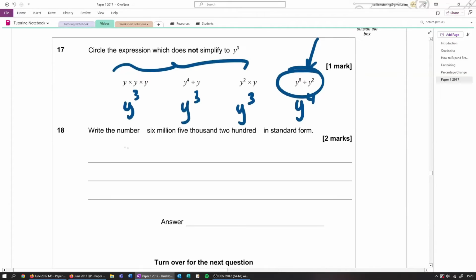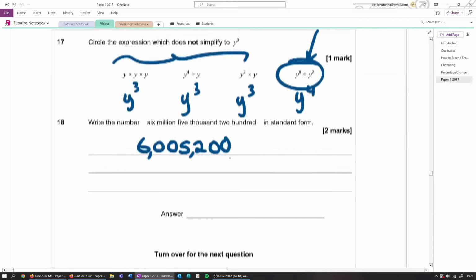So now they want us to write 6,005,200 in standard form. So this is our 200, there's the 5,000, and now this is going to be our 6 million.